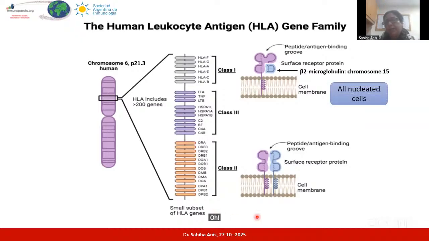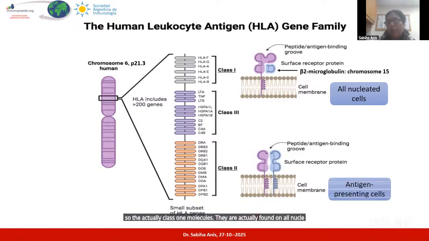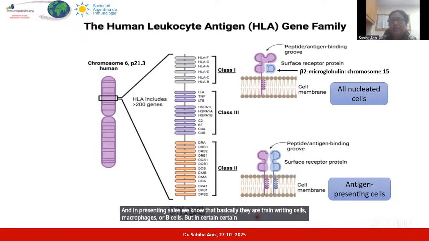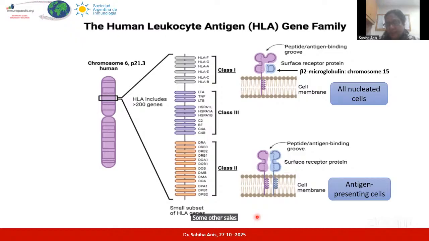So the HLA class 1 molecules are found on all nucleated cells, whereas HLA class 2 molecules are found explicitly on antigen presenting cells. And antigen presenting cells, we know, are basically dendritic cells, macrophages, or B cells, but in certain circumstances, some other cells may start expressing these HLA class 2 molecules.